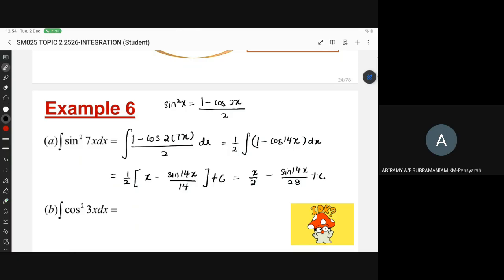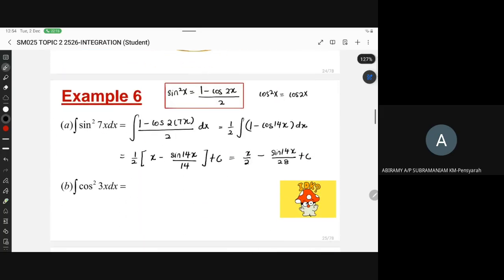Next, we are going to look at cos square. What we must understand is we can't integrate square. So we are going to write this as power 1 using double angle formula. Sorry, the earlier one is the formula for sine square. The formula for cos square x is cos 2x plus 1 divided by 2. So that will be the double angle formula for cos square x.